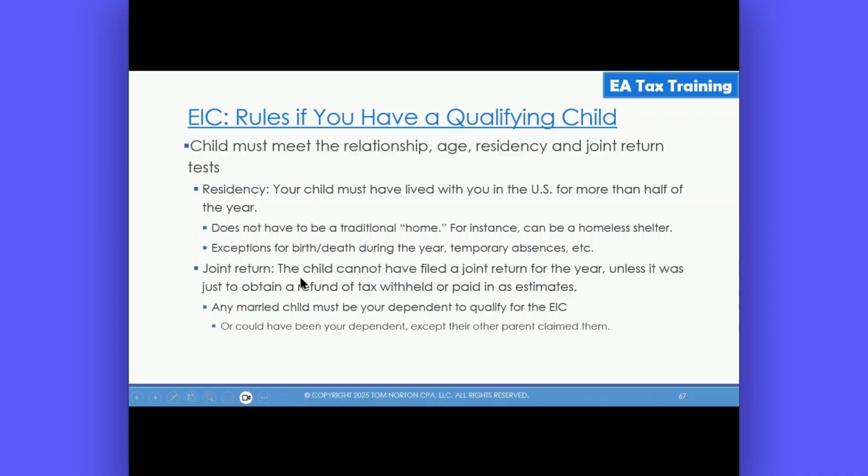Joint return. The child cannot have filed a joint return for the year unless it was just to get a refund of amounts paid in. Any married child has to be your dependent in order to qualify for the earned income credit. So if they're not married, they don't necessarily have to be your dependent. But if they are married, then they do have to be your dependent, or they could have been your dependent except that their other parent claimed them on their tax return.